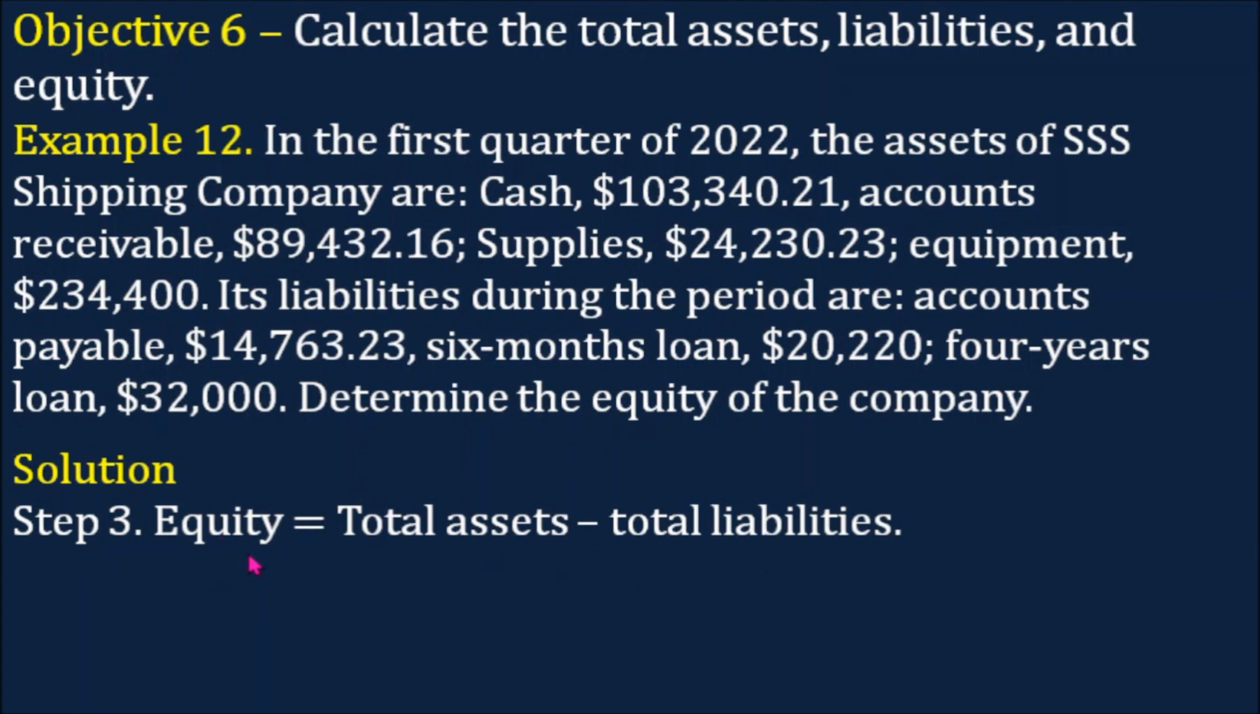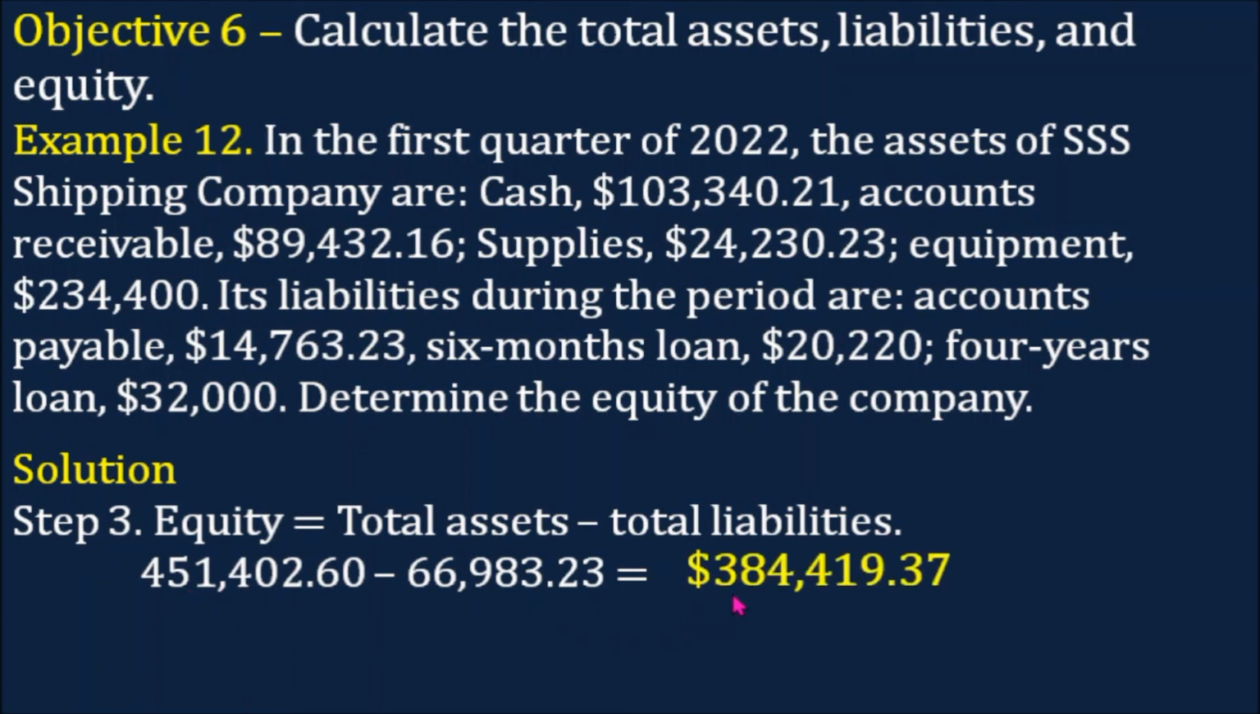Now for our equity, the formula is total assets minus total liabilities. So we already computed the total assets. That was $451,402.60, and the total liabilities was $66,983.23. The difference between these two amounts is $384,419.37. So this is the equity of the company.